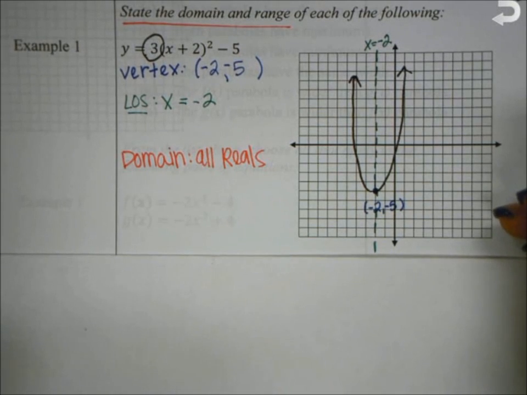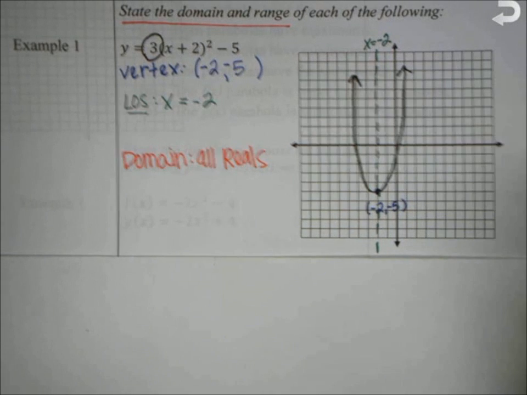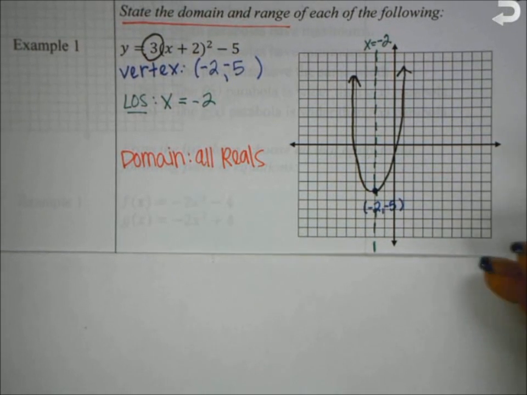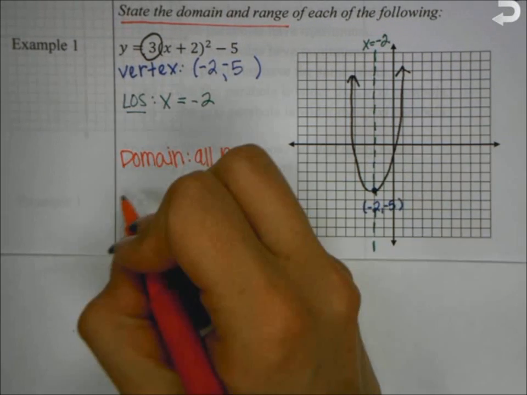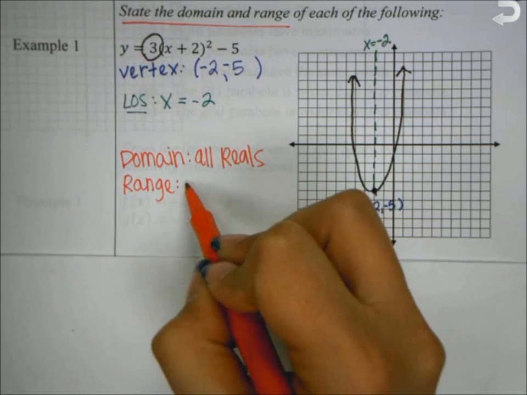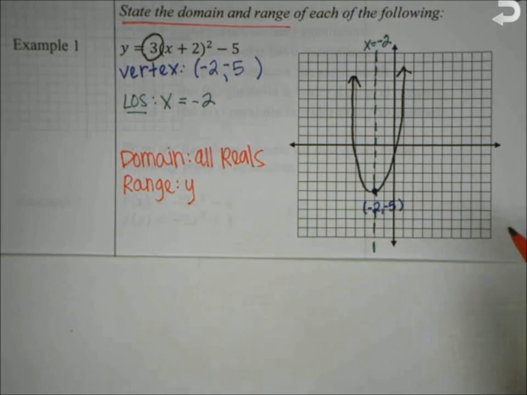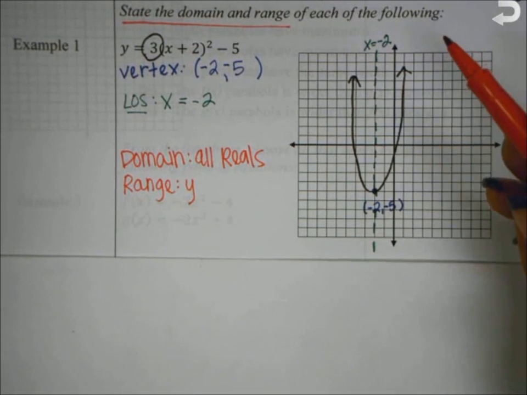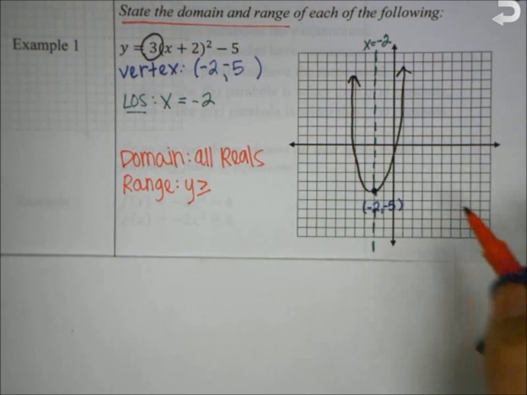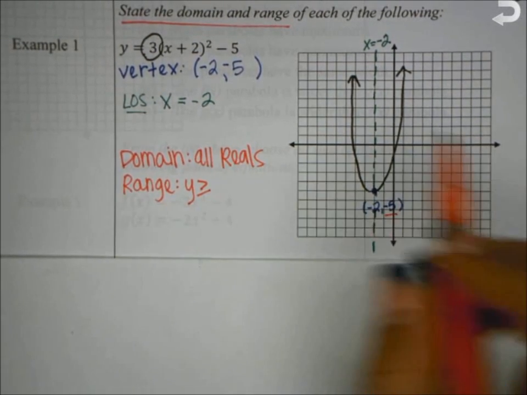Okay, and then what is the range here? We know range has to deal with the y. Since my parabola is opening up, is it greater than or less than? Greater than or equal to. And what's the y value? -5. So that's my answer. Not too bad, right?